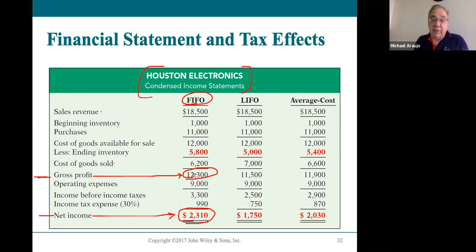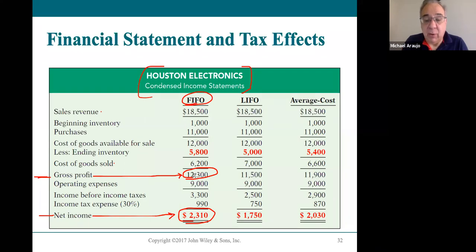Could they use LIFO or average? Yes, it's all perfectly reasonable within the rules of GAAP. Generally accepted accounting principles allows every merchandising company to pick the method that works best for them. But I would go ahead if I was Houston.